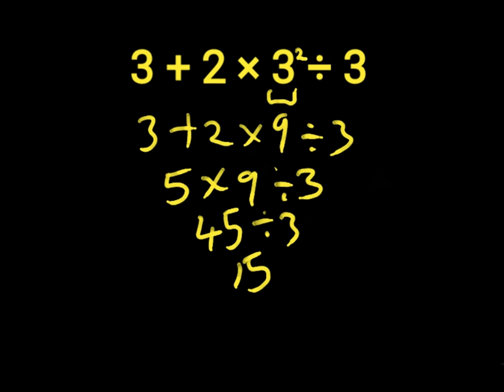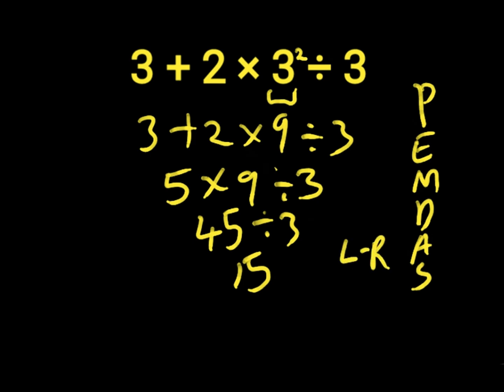Because we did not follow the order of operation. In the order of operation, we have PEMDAS. In PEMDAS, we have parentheses, exponents, multiplication, division, addition, and subtraction. Remember, multiplication and division have equal priorities, such as addition and subtraction, working from our left to our right.